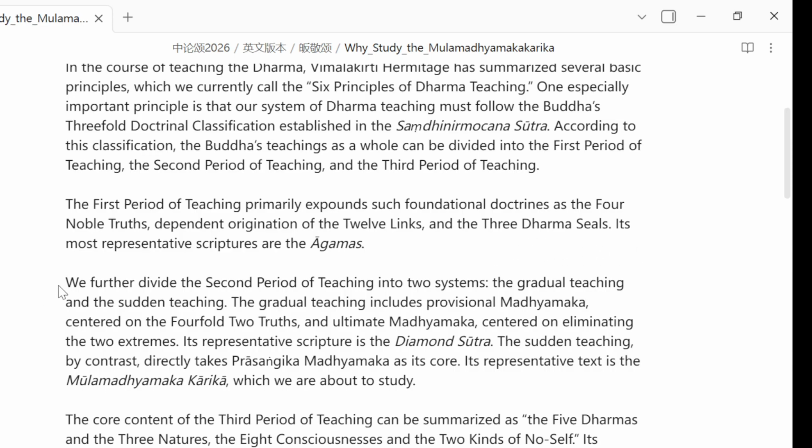Its most representative scriptures are the Agamas.